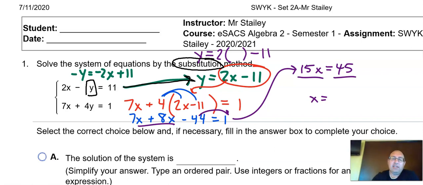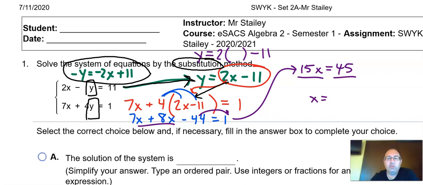So you can see that I did that here in the green. I subtracted 2x to the other side, did that first right up here, and then I divided everything by -1, which changed the signs. So y equals 2x minus 11. Now, once you've got that in place, follow this red arrow. You can see that I came down here to this y, and I did a substitution. So I took that y out, and I replaced it with 2x minus 11.